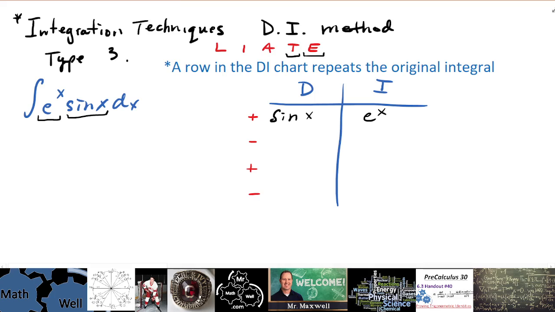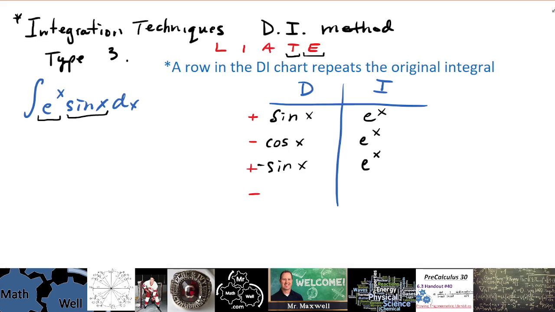All right, so the derivative of sine x is? It's cos x. That's right. The integral of e to the x is? e to the x. Nice. Let's go back to the D column. The derivative of cos is? Okay, negative sine x. And the integral of e to the x is still e to the x. Love that e to the x. Don't you love that e to the x? Love it.